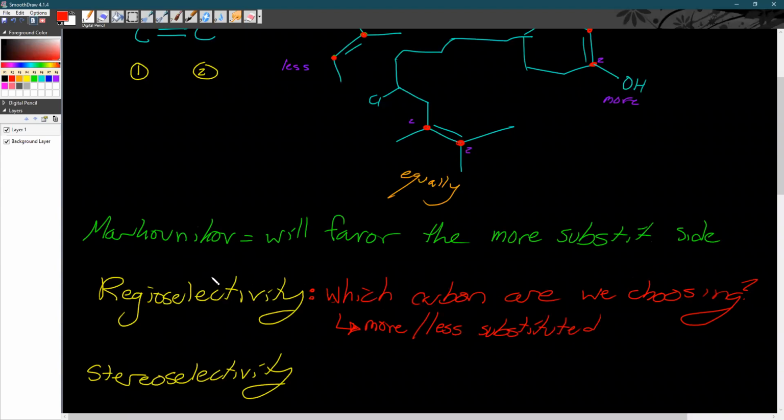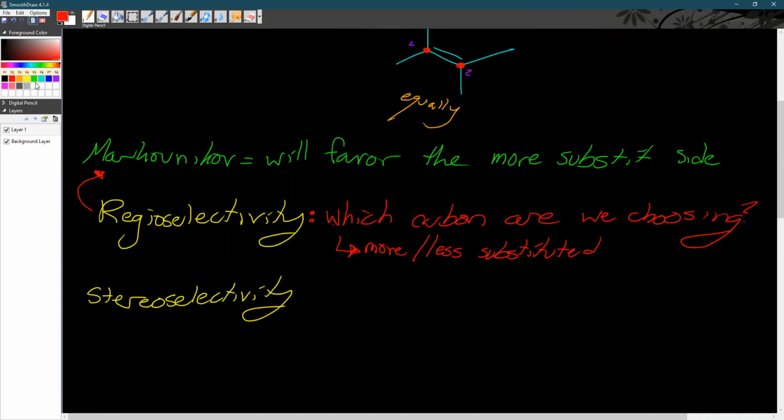And so if you're thinking, is regioselectivity an umbrella term? Yes, it is. And what is underneath this umbrella term is Markovnikov. So Markovnikov is a type of regioselectivity. All right. The second kind of vocab word that we're going to be talking about is stereoselectivity.